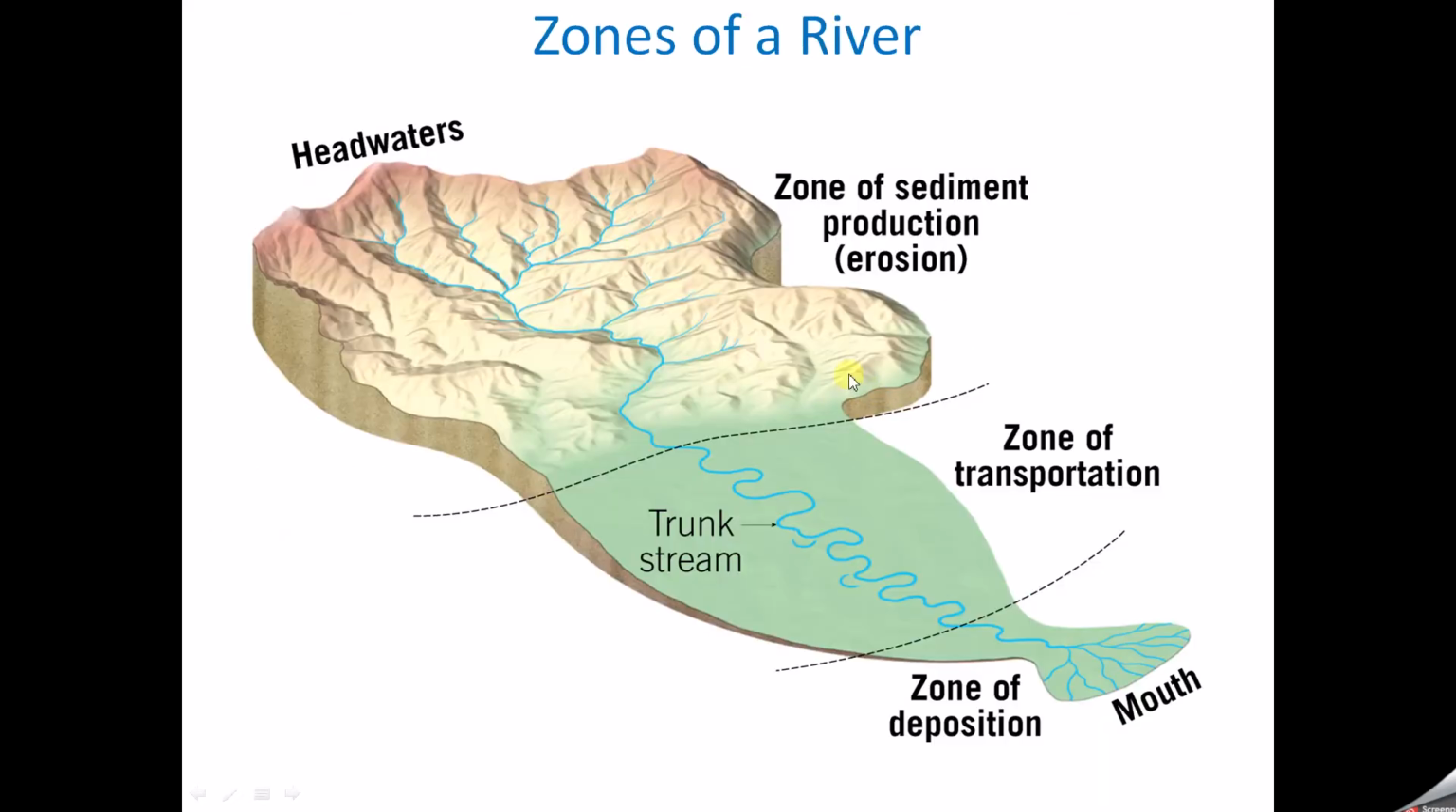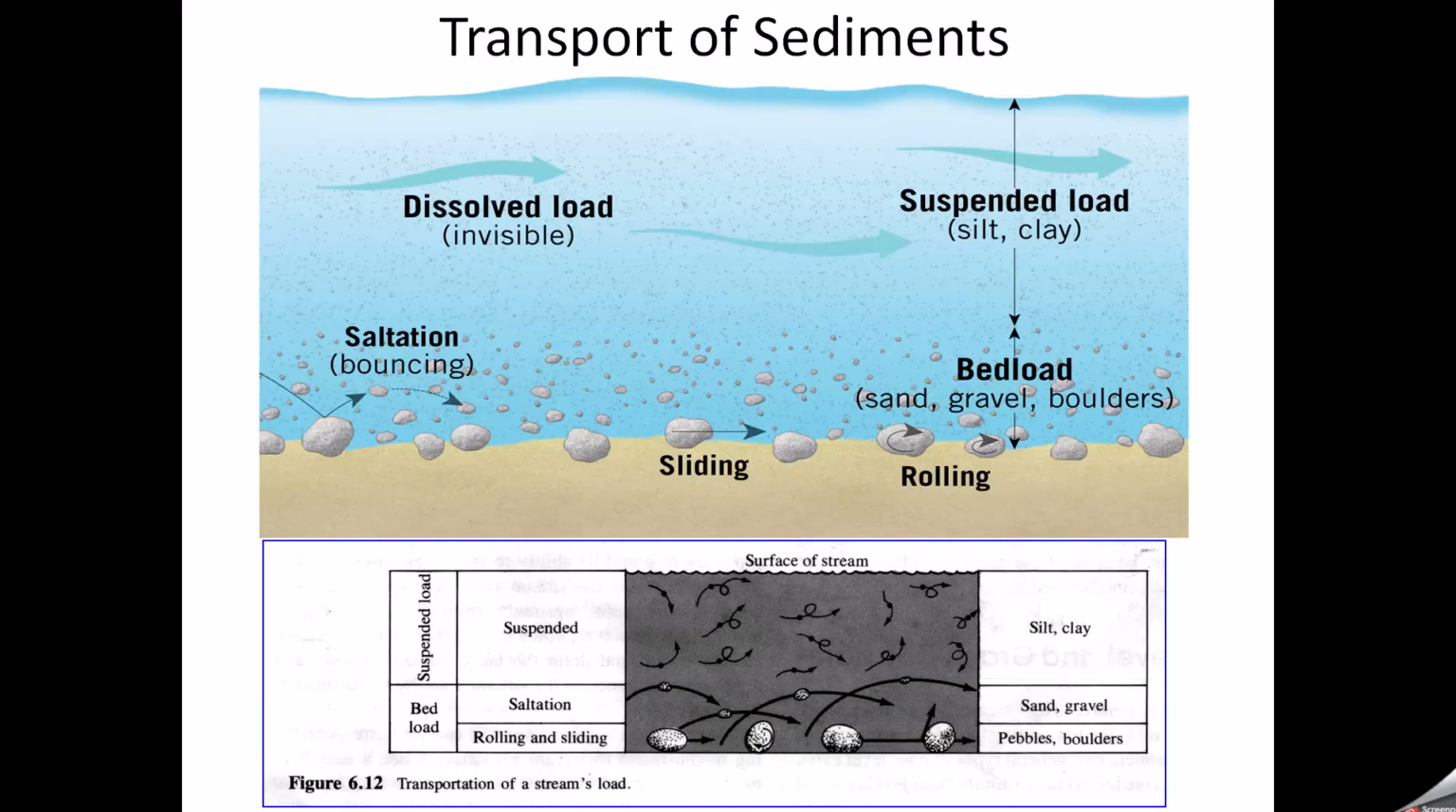Any stream here can be divided into three zones: the zone of erosion, at higher elevation areas close to the head, and the zone of transportation, which is the graded profile, a graded stream, with no net erosion or deposition, and the zone of deposition close to the mouth of the river, where it creates deltas and deposits most of the sediments there. And these are the three ways of transportation.